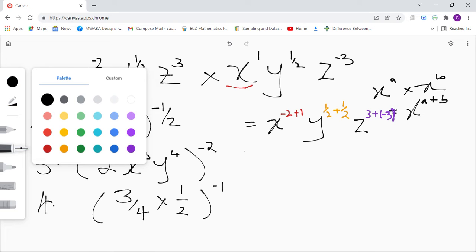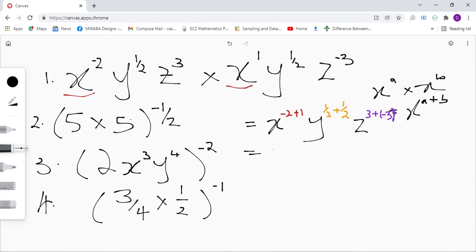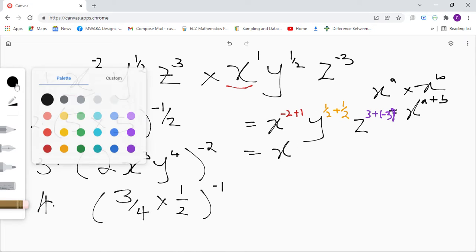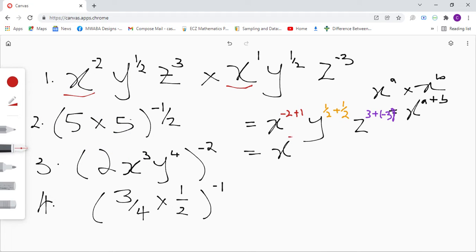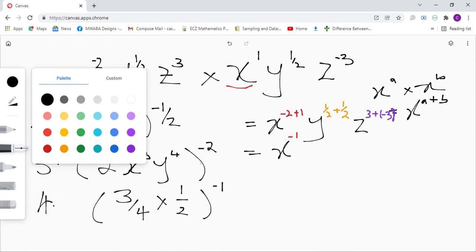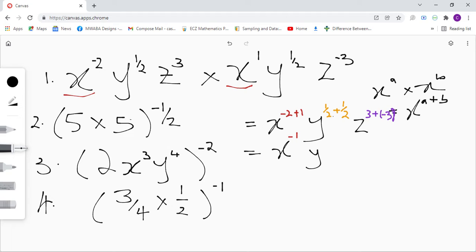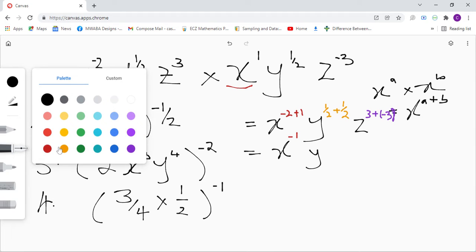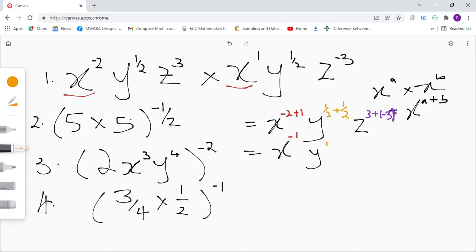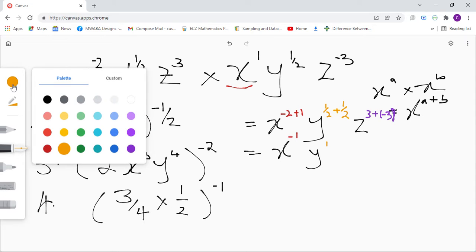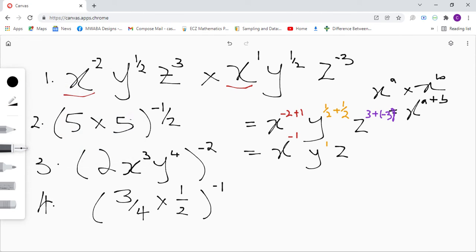Okay, so negative 2 plus 1, that's negative 1. So we have x to the power negative 1. Then we'll have y. For y, half plus half, that gives us 1. So we'll have y to the power 1, which can just be written as y by itself. And then z, 3 plus negative 3, that gives us 0.